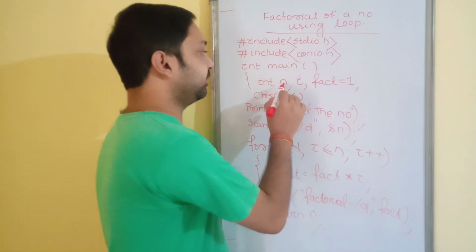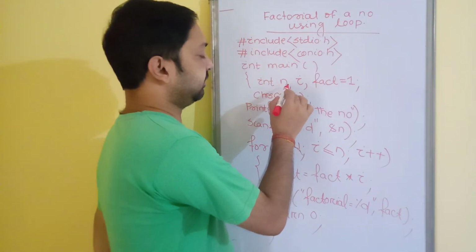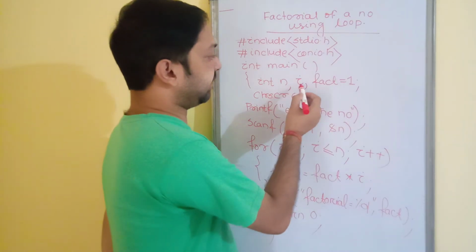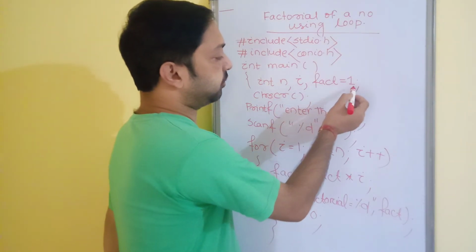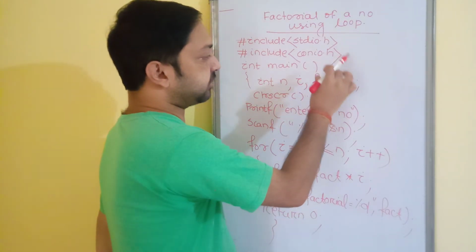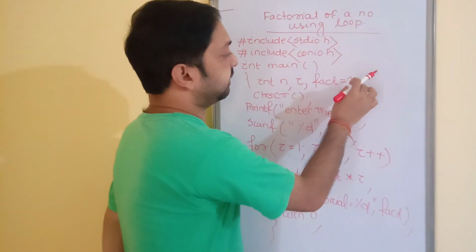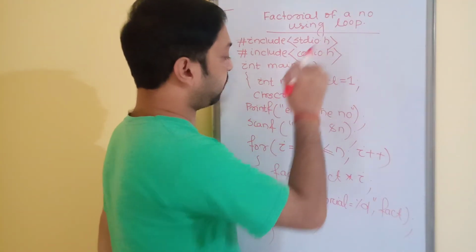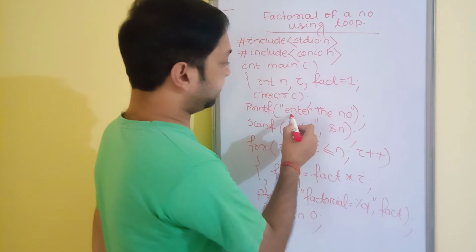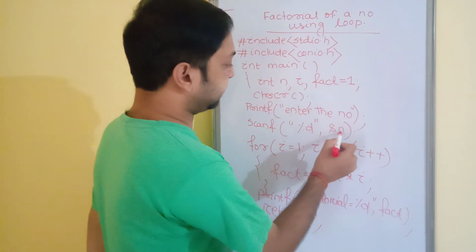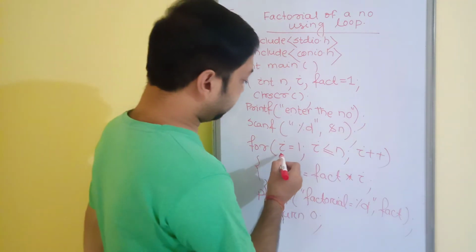Just see, I have declared 3 variables. n is the number whose factorial value is to be found. i is the loop variable and fact equal to 1 is the variable which basically stores the factorial of the number, and initially it is initialized to 1. Now in the next step I have input the number here, enter a number, %d, ampersand n. The next one is the loop.